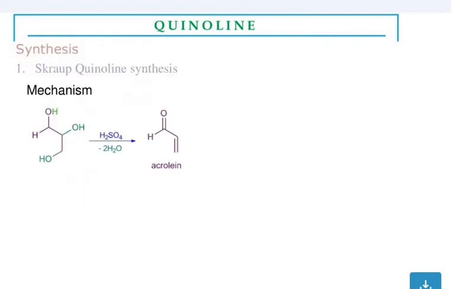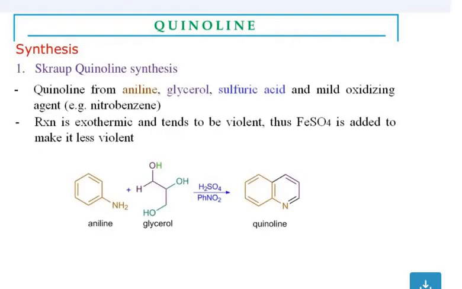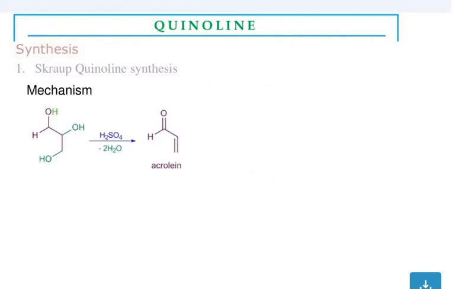Now see the mechanism. What will happen? First, the conversion to acrolein. You can see glycerol removes 2 water molecules in the presence of sulfuric acid. It will produce acrolein. See the acrolein structure. This is an alpha-beta unsaturated aldehyde, and the aldehyde functional group is present, but in the starting compound only alcohol is present.